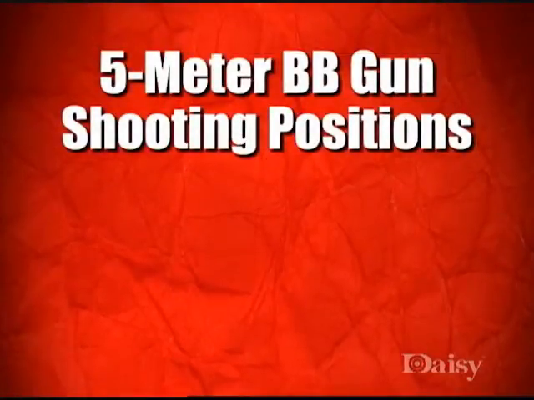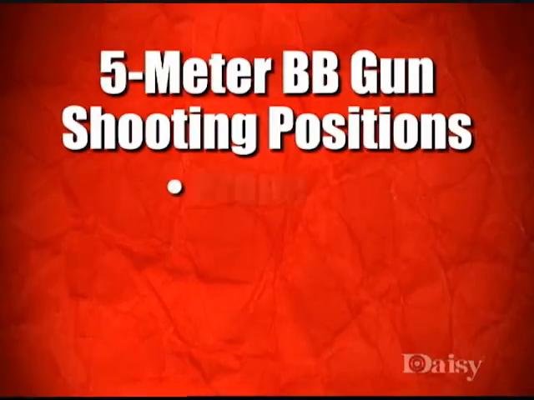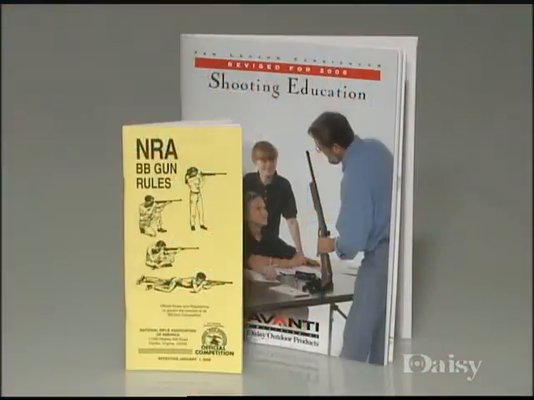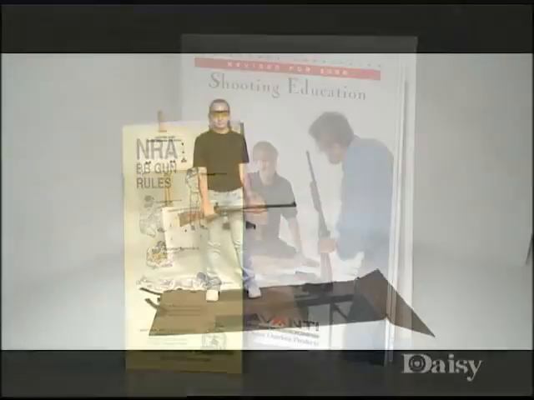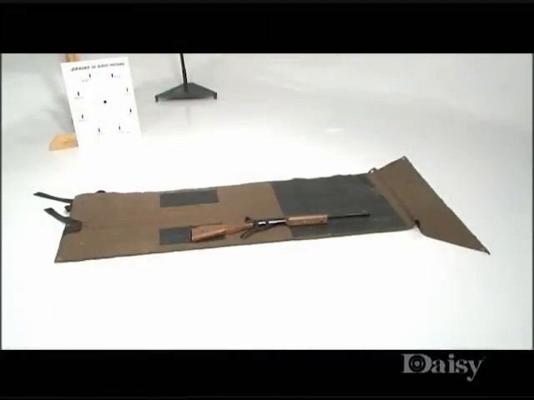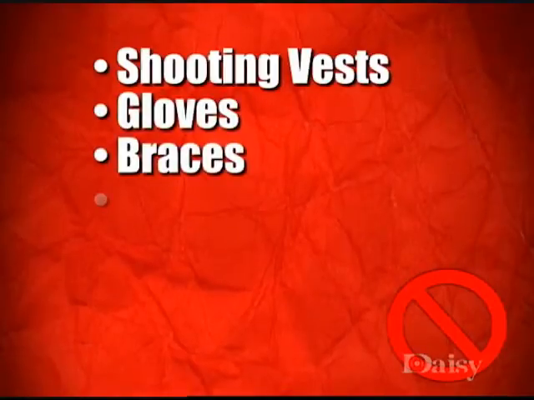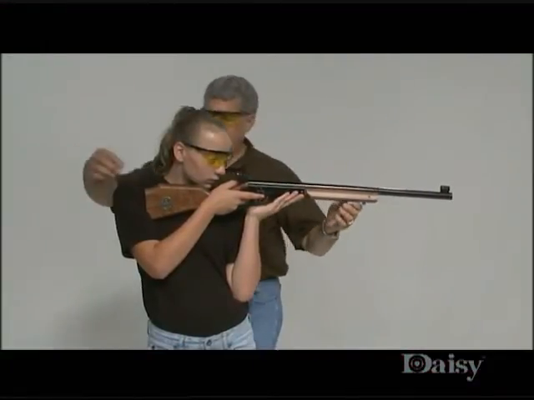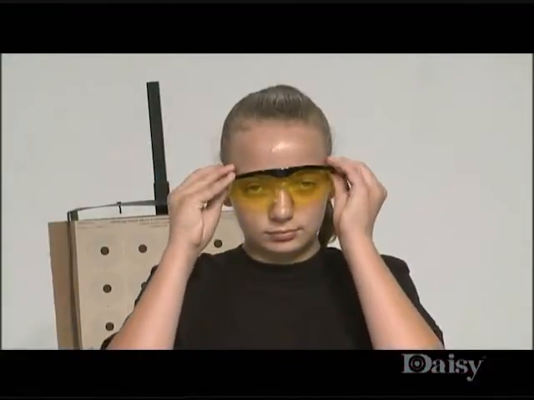5-meter BB gun shooting consists of 4 shooting positions: prone, standing, sitting, and kneeling. You'll want to carefully read the 10-lesson curriculum and NRA BB gun rules for 5-meter match competition to be sure that shooters are properly dressed and use only approved equipment for practice and competition. While shooters may shoot from bare ground, a shooting mat is often used. Clothing such as shooting vests, gloves, joint braces, support of any kind, casts, or shoes with ankle support are not allowed. DAISY recommends that shooters and anyone near a shooter wear shooting glasses.